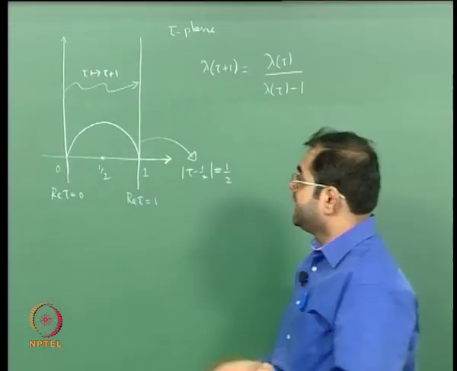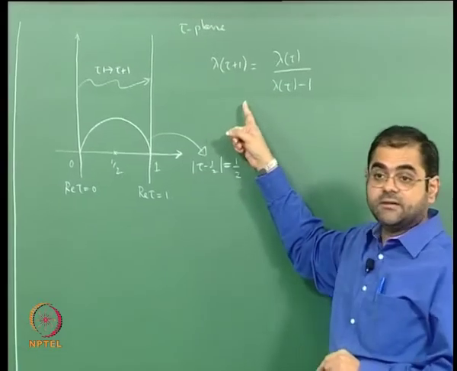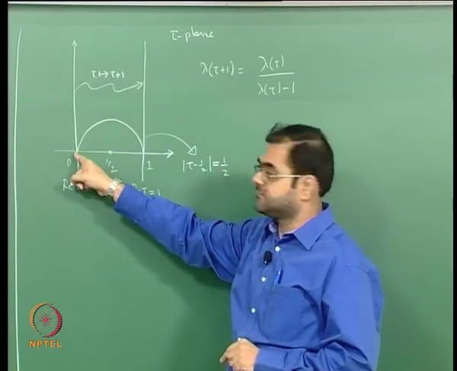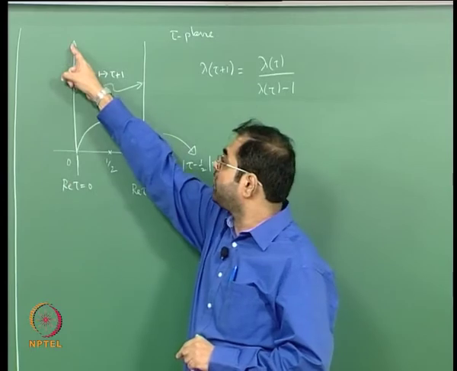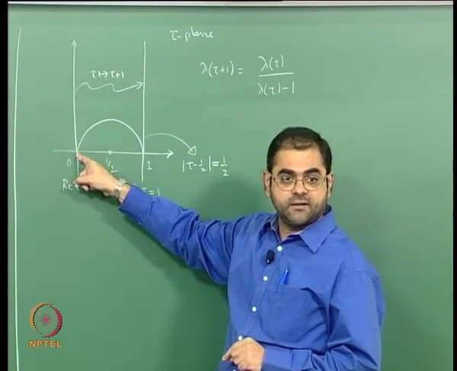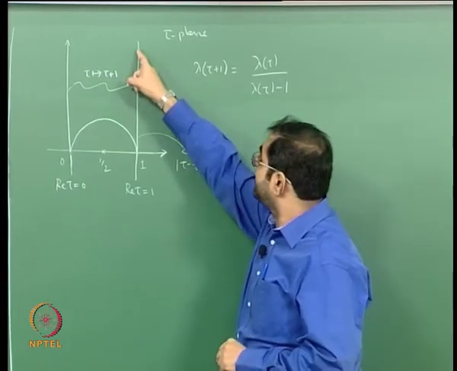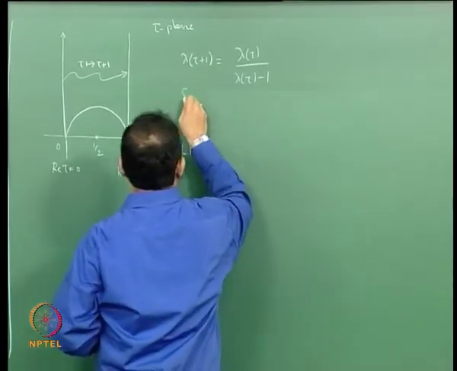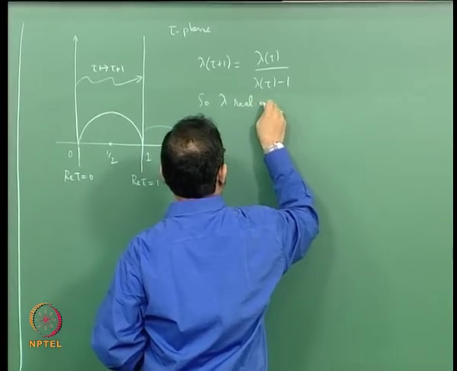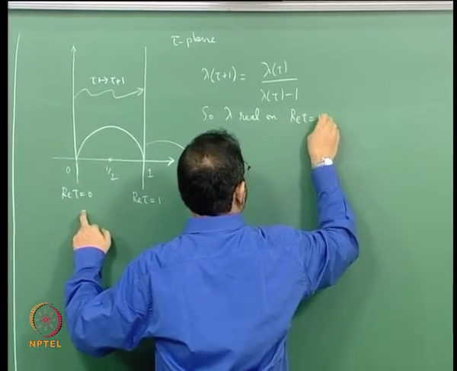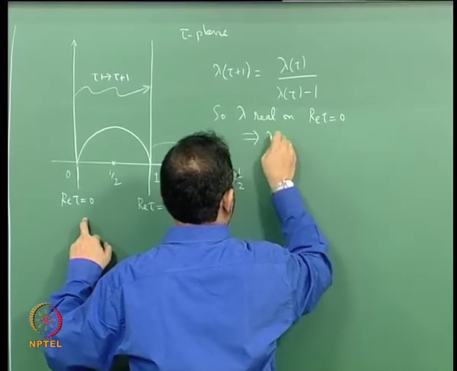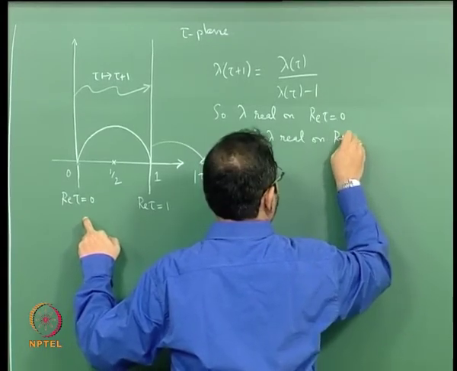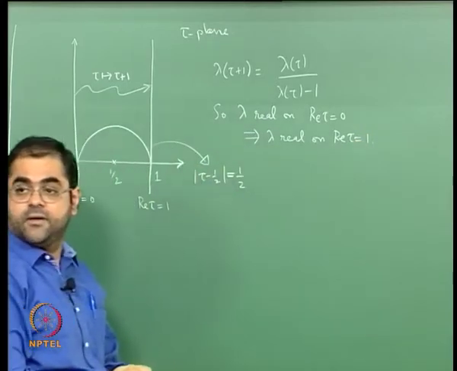So what is the advantage of this functional relation? If for tau on this I prove lambda of tau is real, then this will tell me that lambda is also real on this, okay. That is the advantage of this functional equation. So lambda real on the imaginary axis implies lambda real on real part of tau equal to 1.